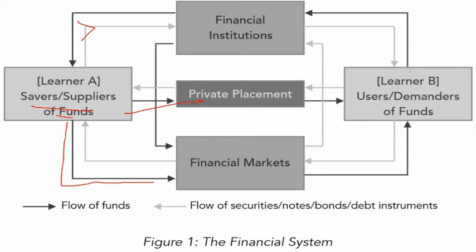Okay, that's one cycle. You can also start from the saver or supplier directly with the private placement, or the sale of a new security directly to the user or demander of funds. Pwede rin si user or demander of funds, ayan, ito, pataas. Pupunta kay financial institution. Kung kailangan niya ng pera, mangungutang siya sa financial institution. Si financial institution, gagamitin ito, yung kay saver or supplier ng funds.